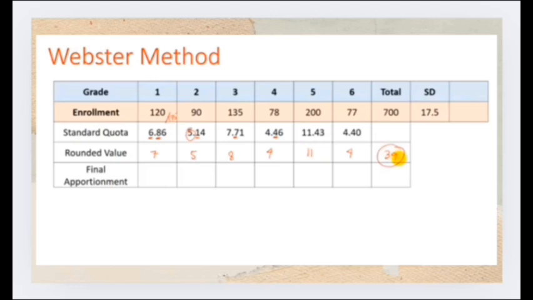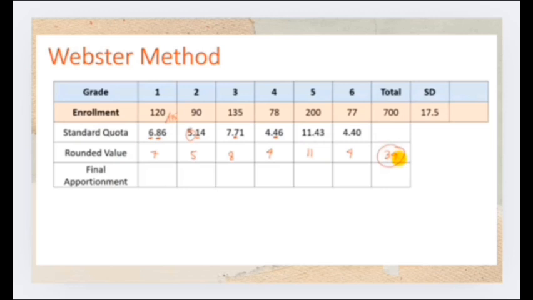Okay, so yan, may mga grade enrollment and yung standard quota and rounded value at saka final apportionment. So, yung grade and enrollment is given na yan kasi yan yung example natin, di ba? Yung unang example. Okay, so SD. So, again, paano natin nakuha yung standard divisor? So, by dividing 700 divide 40. Okay, divide nyo yan siya, magiging 17.5.